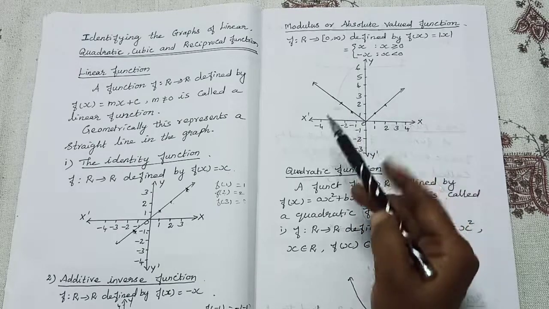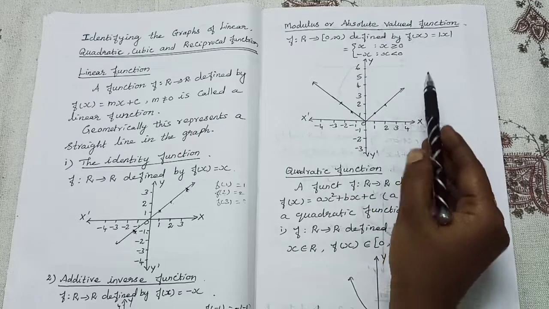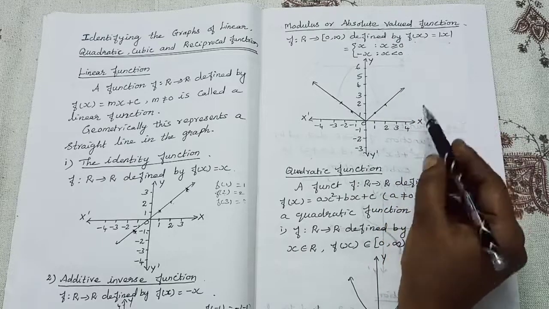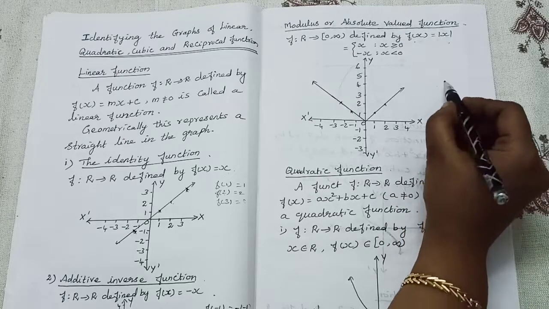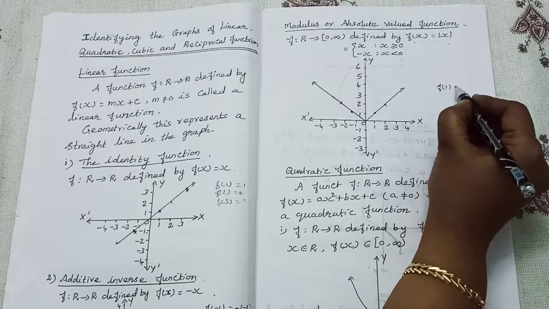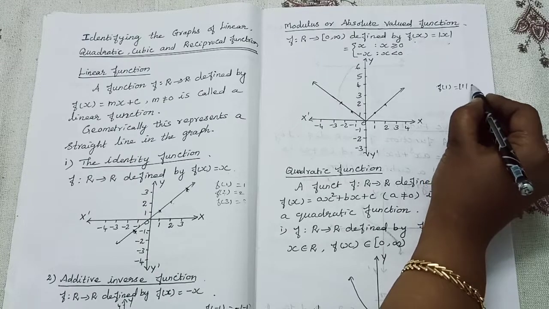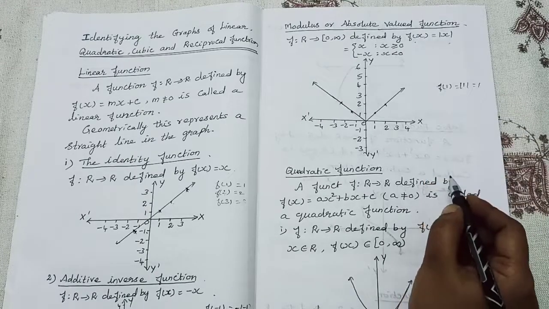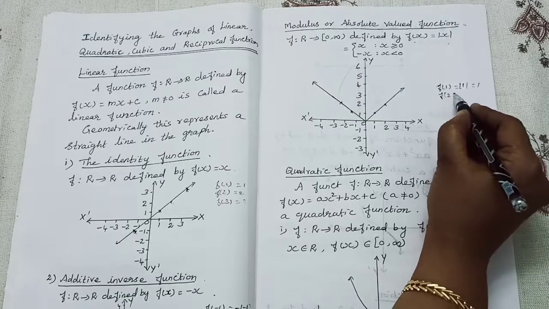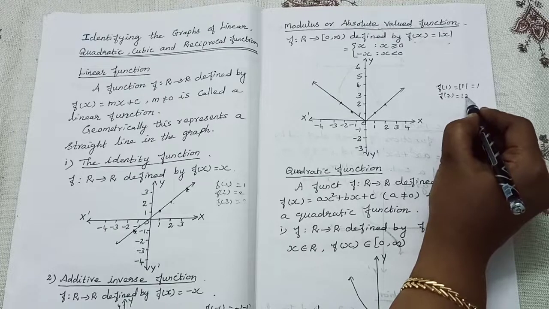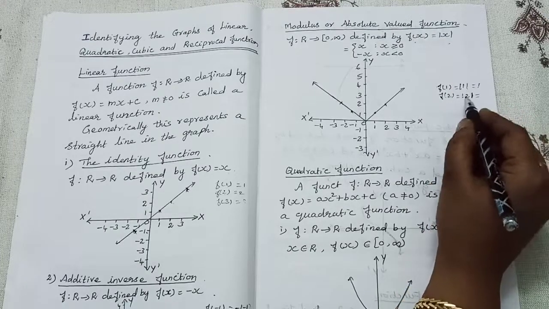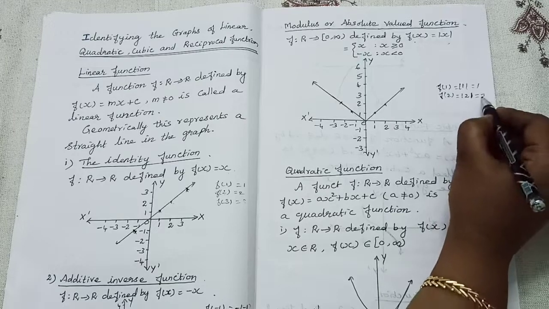Then like this we have to check here also. f of x is equal to modulus x. Suppose we substitute x as 1, then what will we get? f of 1 is equal to modulus 1, which is equal to 1. Then if we substitute x as 2, we get modulus 2. Positive inside the modulus, so positive only it will come.